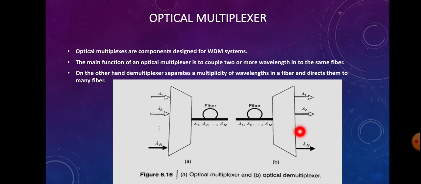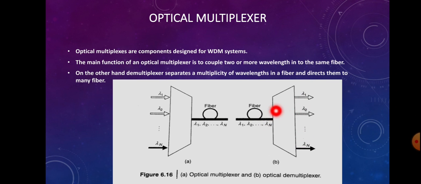they will be passed to different fiber sections by using the demultiplexer. So multiplexers in optical WDM systems are used for coupling two or more wavelengths into the same fiber. On the other hand, the demultiplexer separates the multiplicity of wavelengths in a fiber and directs them to many fibers. So from this single channel, the different wavelengths are coupled to different fibers.